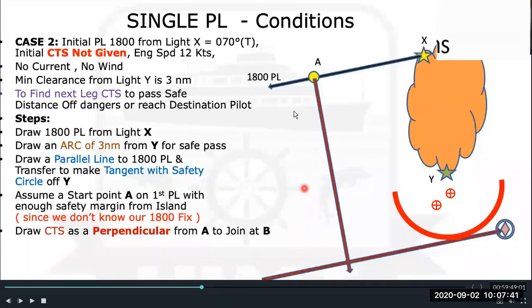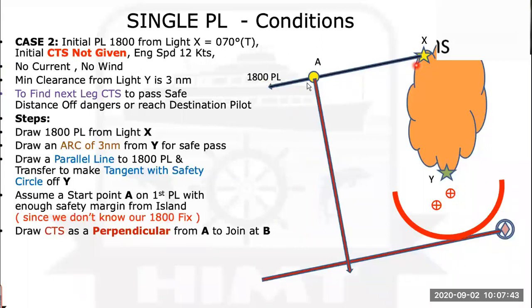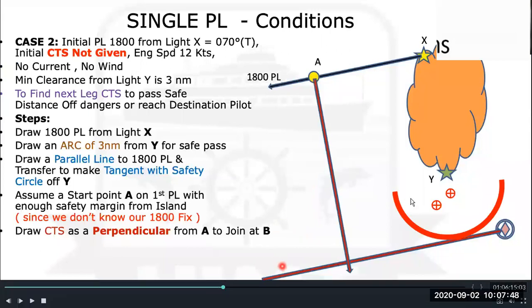So if course to steer is not given, the same initial PL is given, 180 at 070. Course to steer is not given, and the same 3 miles of pilot point is there. So we again draw a parallel line from the PL, and we draw a perpendicular. We assume point A, and we draw a perpendicular from point A to the PL, and the ship will go on this course, and it will cut the transferred PL at B.